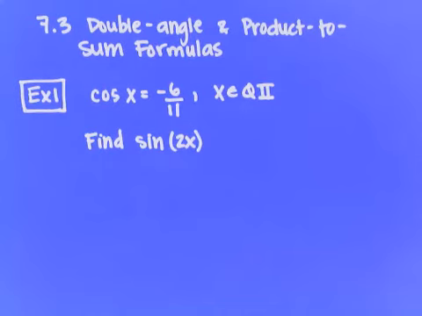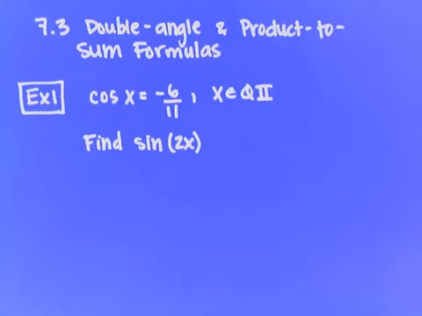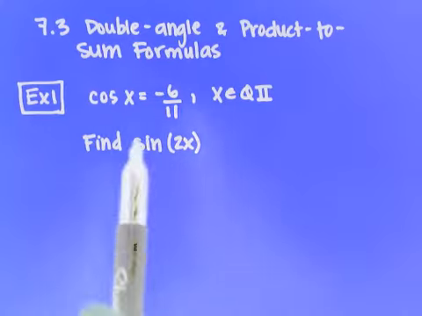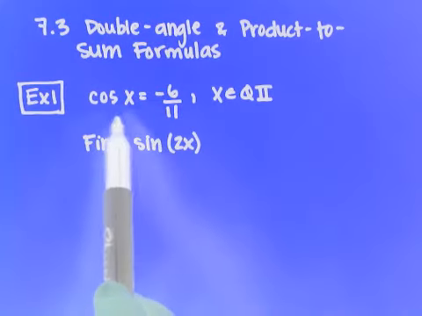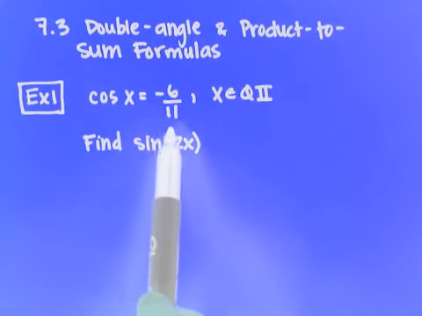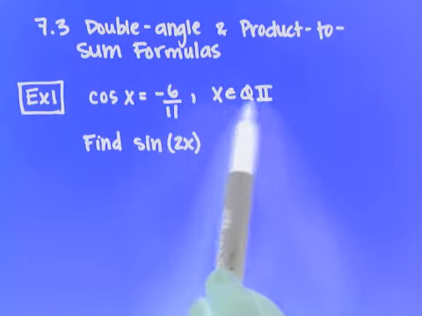So in 7.3, we're going to be looking specifically at double angle formulas and product to sum formulas. Those are the two most important formulas I want you to focus on. The other ones are sort of secondary. In this case, a question might ask you something like the cosine of x equals negative 6 over 11 and tell you that x is in quadrant 2.